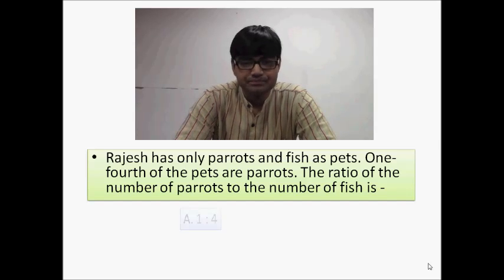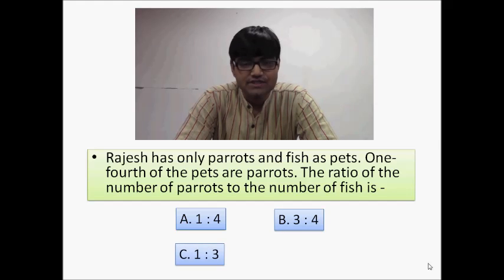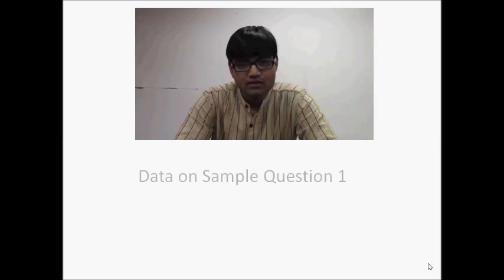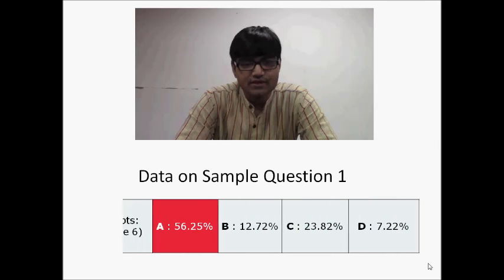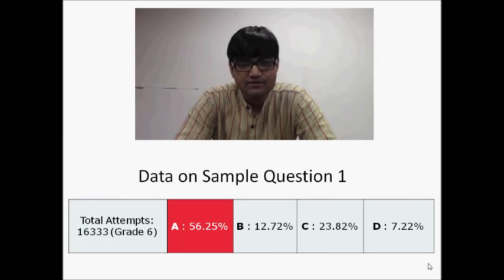So in this question, it is given that 1/4 of Rajesh's pets are parrots. The ratio of parrots to fish is asked in the question. What would kids normally do in this case? Let us see some data on this. So the data shows us that out of 16,333 attempts of this question, around 56% students are choosing option A, while only around 24% are choosing option C.